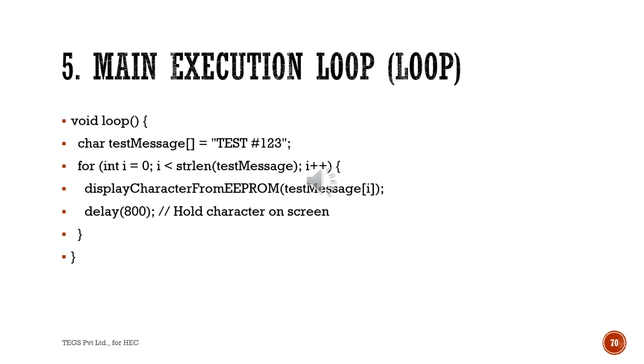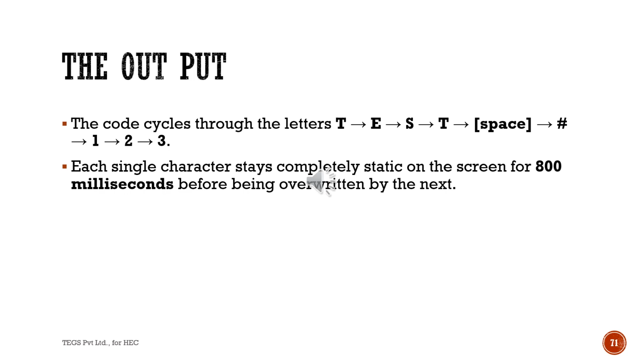Section 5, the main execution loop. The code given in the execution loop. The output. The code cycles through the letters TEST, space, hash, 123. Each single character stays completely static on the screen for 800 milliseconds before being overwritten by the next.